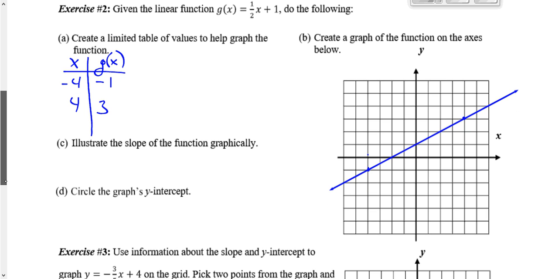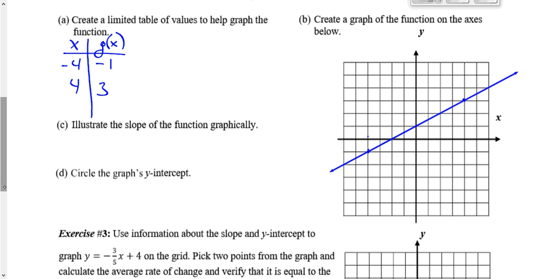All right, what do they want us to do in part C? Illustrate the slope of the function graphic. Okay, so just take any point on here that hits an XY intersection, and then go up and over till you hit the very next one, right? So let's say we were to start here. How far up and over do we have to go to get to the next point where it hits? Up 1 over 2?